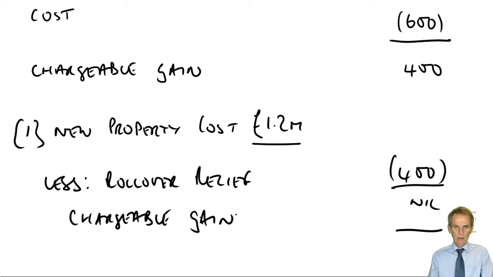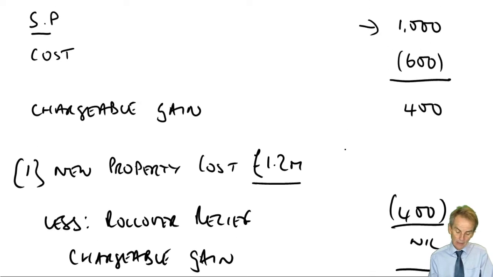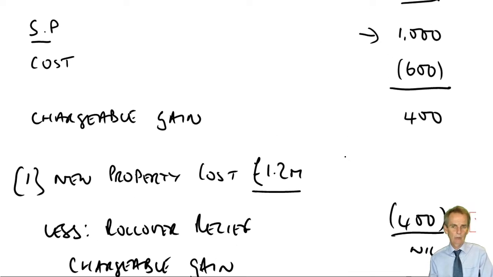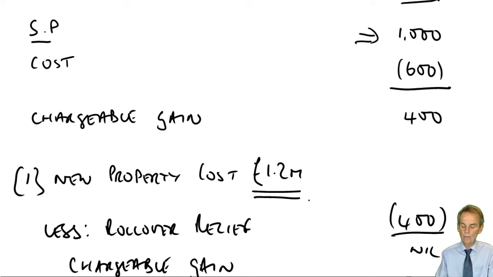Why do we get the relief? We've got a qualifying business asset being sold, a qualifying business asset being bought, and it's being bought within the relevant time period. Relevant, that is, to the date of disposal, year before to 3 years after. Having recognised that rollover relief is available, do we get it in full? Yes, we do, because having sold for 1 million, we've bought for 1.2 million. We have reinvested all of the proceeds.